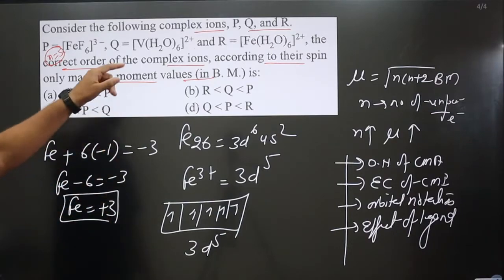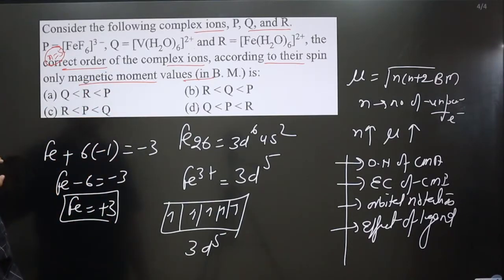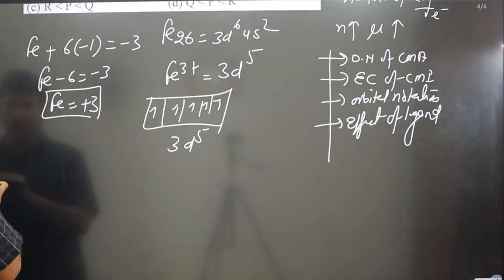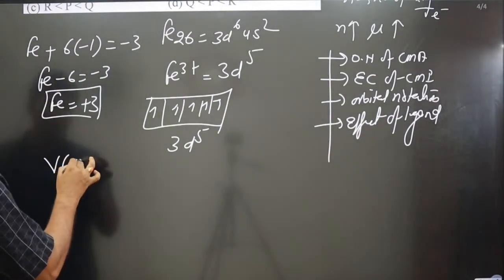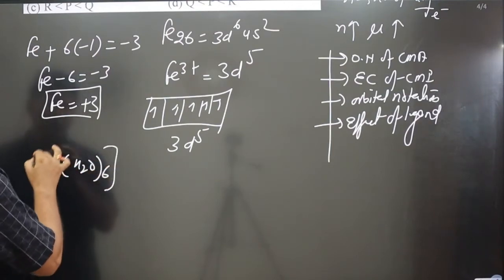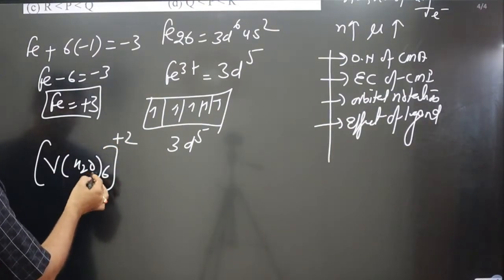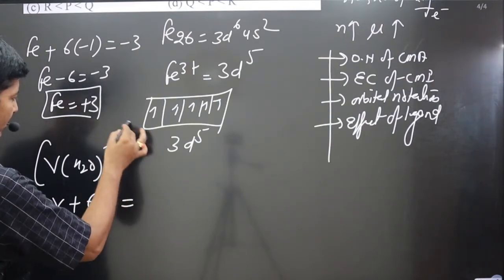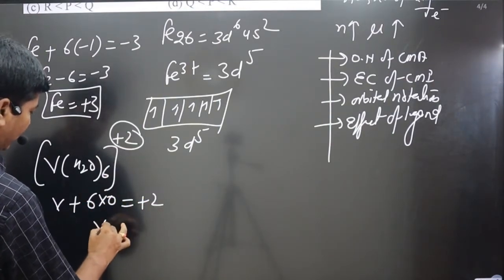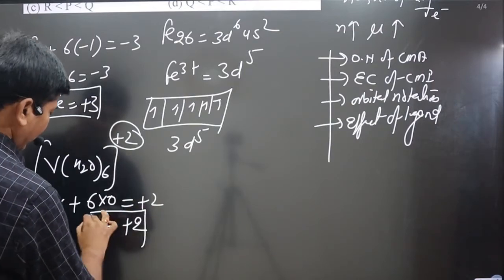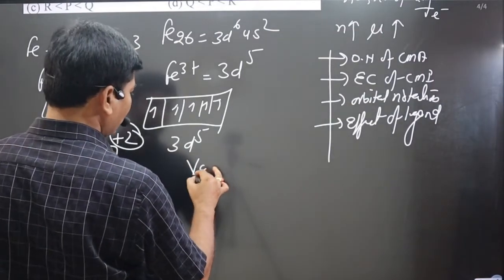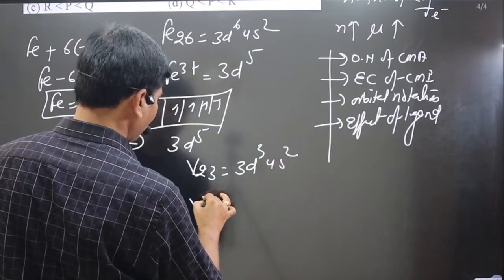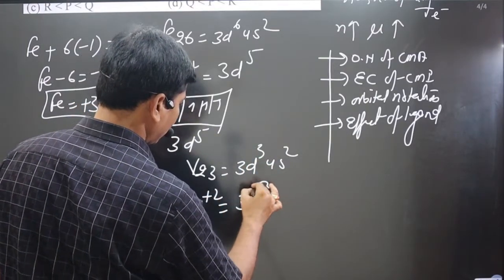Next we have vanadium. In the case of vanadium also we can calculate. We have V(H2O)6 to the power 2 plus. Water is a neutral ligand, multiplied by 0, and the overall charge is plus 2. So vanadium is present in the plus 2 oxidation state. For vanadium, the atomic number is 23, with configuration 3d3 4s2. Now vanadium in the plus 2 oxidation state is left with 3d3.